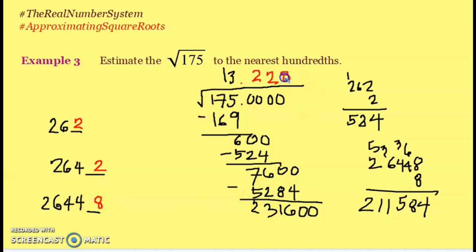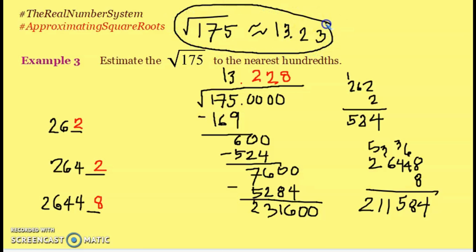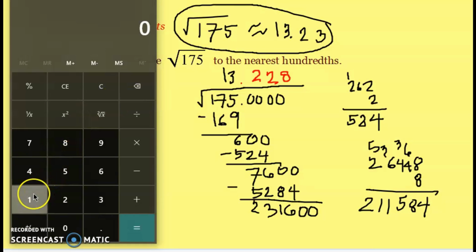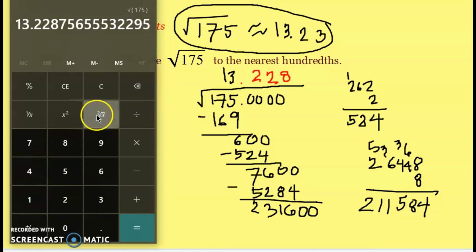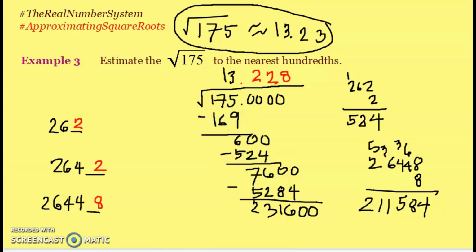Okay, so we write here. And if we're going to approximate it or estimate to the nearest hundred, so thousands place is 8, it means we add 1 to 2 here in the hundreds place. Therefore, square root of 175 is approximately 13.23. Okay? So, check ulit natin sa calculator. 175 square root. There you have 13.23. Okay? So, that's it.